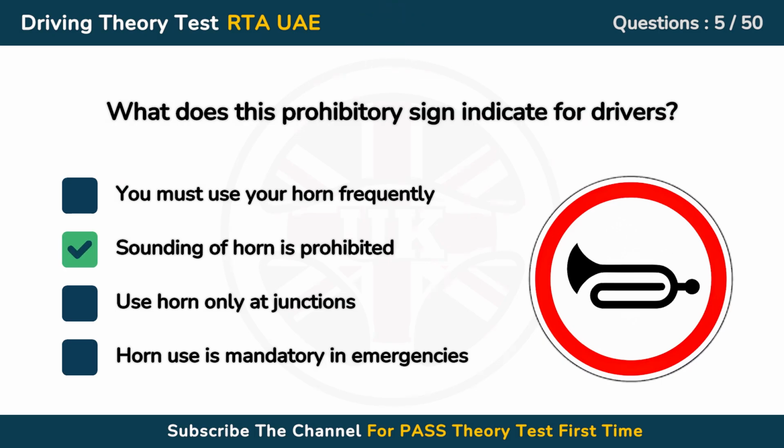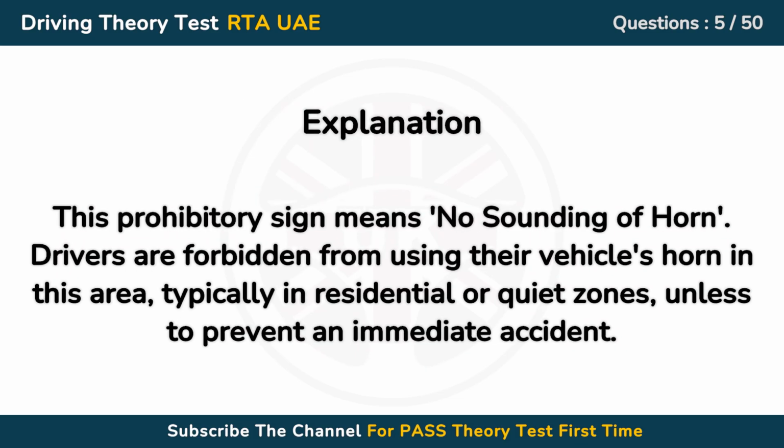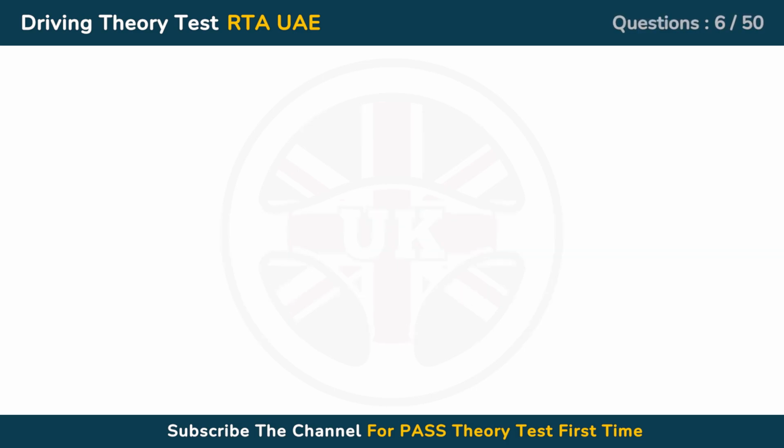Answer is B. Sounding of horn is prohibited. This prohibitory sign means no sounding of horn. Drivers are forbidden from using their vehicle's horn in this area, typically in residential or quiet zones, unless to prevent an immediate accident.